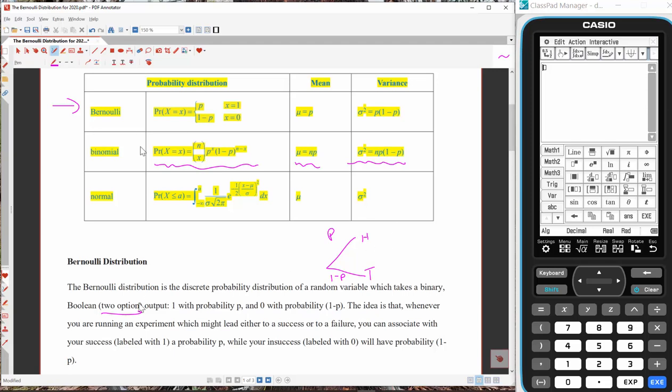And in Boolean terms, success is called a 1, and 0 is called a fail. So you're running an experiment which might lead to either success or failure. You can associate it with your success labeled with 1, a probability P, while your failures labeled with 0 have a probability of 1 take P. Right, so that's what this essentially is. It's the distribution of that particular thing. So the probability that the random variable takes on a particular value here, either 1 or 0, if it's 1, then it's going to be the success. If it's 0, the random variable is going to equal the fail.